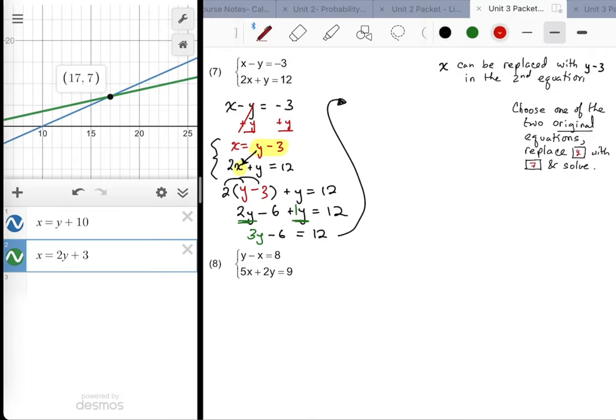I'm going to add a 6 to both sides, addition property of equality. So that's 3y is equal to 18. I want to get y alone, so I'm going to divide both sides by 3. Division property of equality, and I get at long last y equals 6 in this case. So I can replace the y. After I choose one of the original equations, I'm going to replace the y now with a 6 and solve.